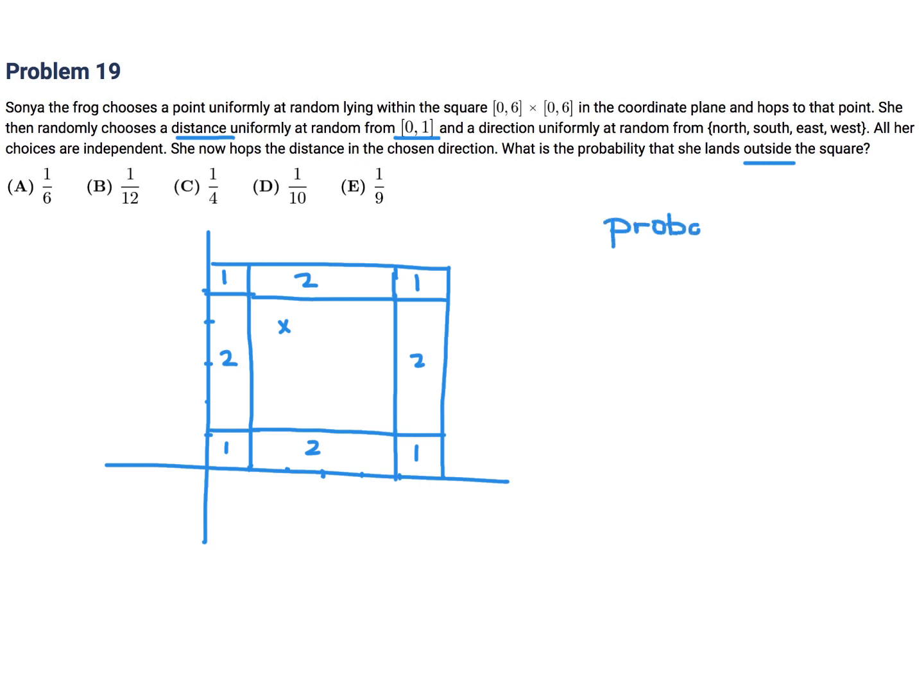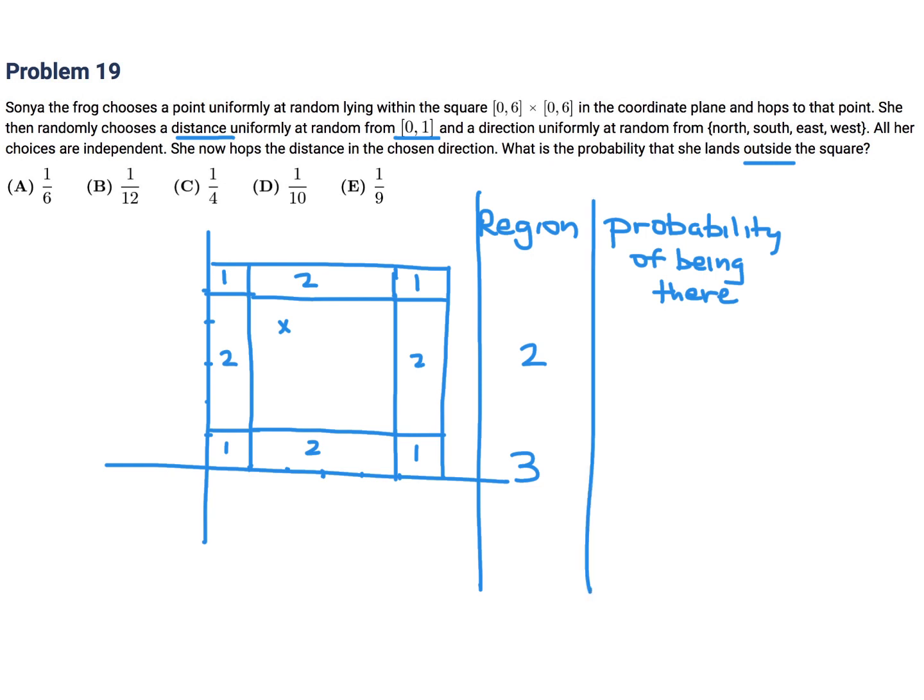So the probability of being there in that region. So this is region, hold on, let me make sure I write this properly. So region 2 and region 3. And then we're going to talk about the probability of going outside the box, or going outside the square.